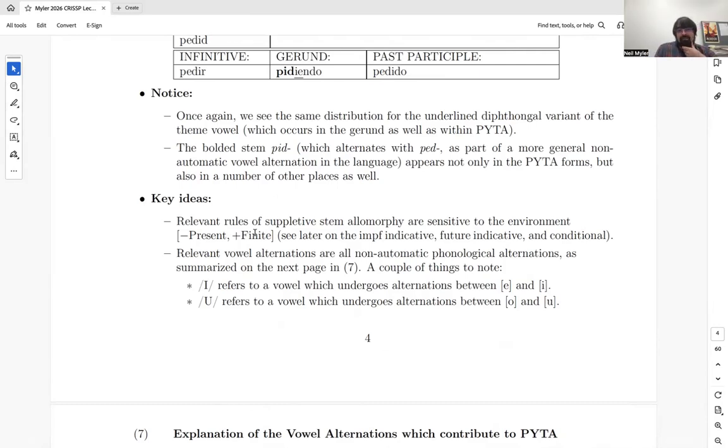And then the relevant vowel alternations are all non-automatic phonological alternations of the kind that I insisted last time that we must take seriously, as summarized on the next page. And I'll show you this in a minute. A couple of things to note about the notation here. You'll see a capital I. That refers to a vowel which undergoes alternations between e and i. And a capital U, which refers to a vowel which undergoes alternations between o and u. Okay.